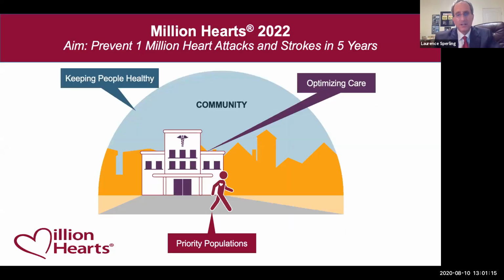Here we go. So as mentioned, I have been grateful to be serving in the position as the Executive Director of the Million Hearts Initiative. Today, though, I'm here speaking on behalf of myself. The Million Hearts Initiative, though, Million Hearts 2022, has an ambitious but achievable aim to prevent 1 million heart attacks, strokes, and cardiovascular events in our country through keeping people healthy, optimizing care, and focusing on priority populations. Next slide.